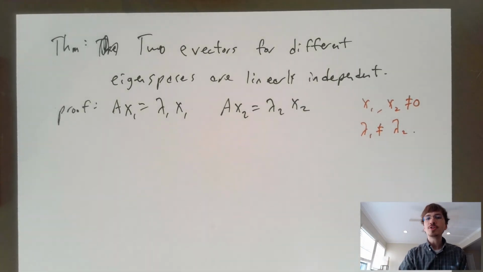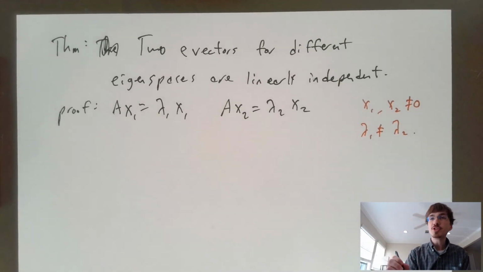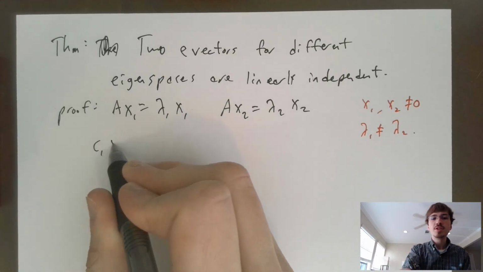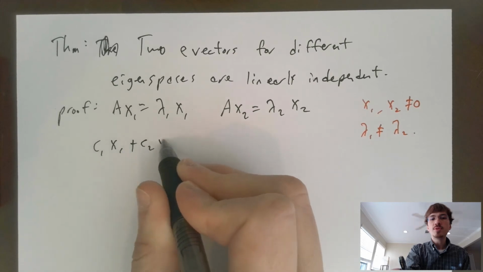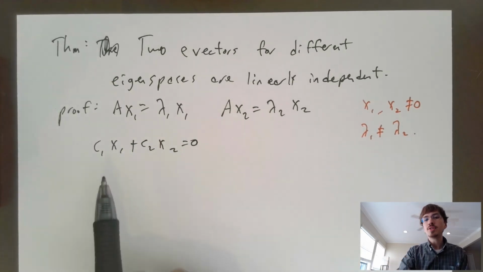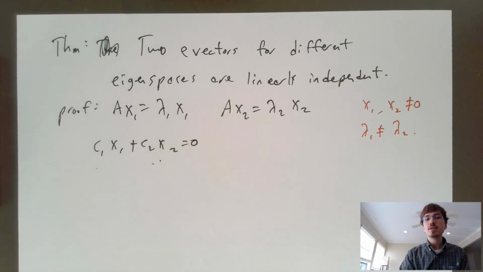So how can we go about showing that x1 and x2 have to be linearly independent? Well, let's use the definition of what it means to be linearly independent. Suppose we have a linear combination c1x1 plus c2x2 is 0. And now we want to show that c1 and c2 must both be 0.